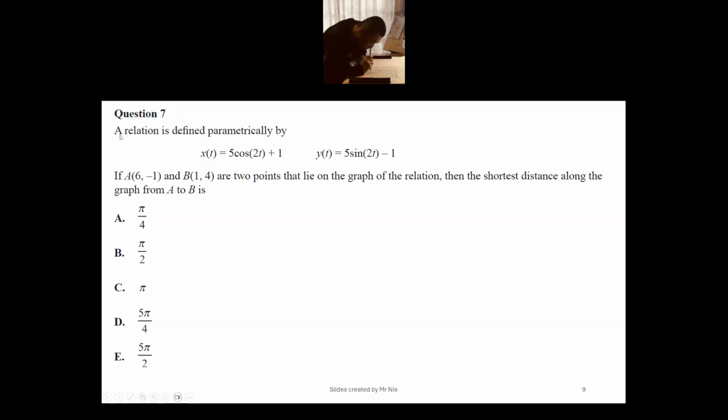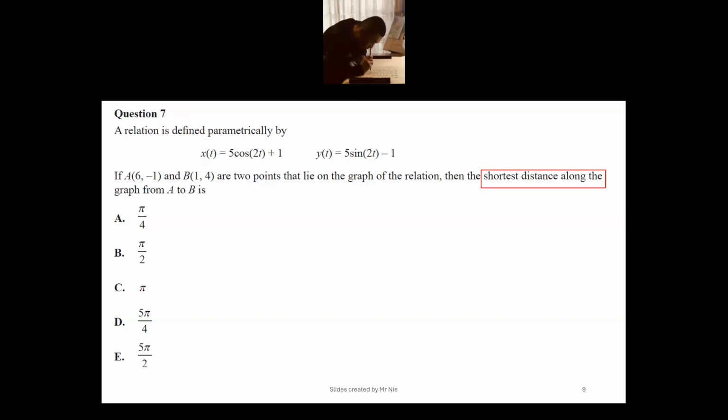Question 7 concerns a relation defined parametrically by x(t) = 5 cos(2t) + 1 and y(t) = 5 sin(t) - 1. So basically, this is a pair of parametric equations describing a circle with center at (1, -1). And notice the amplitude 5 and 5. It's the radius of the circle.